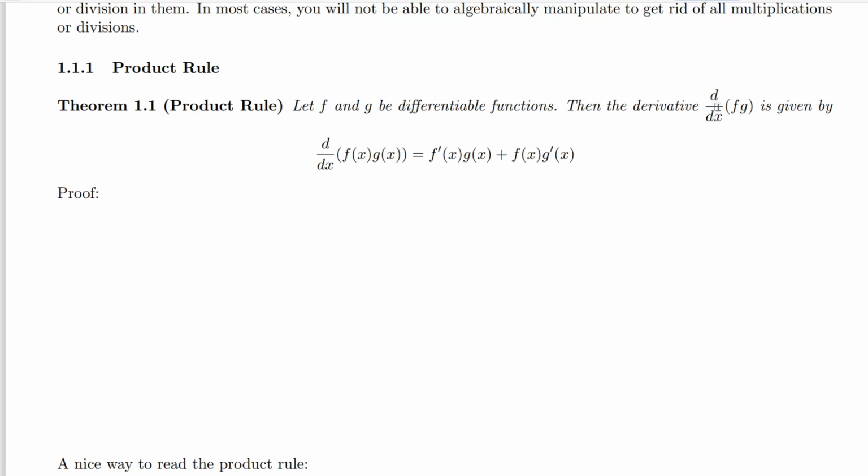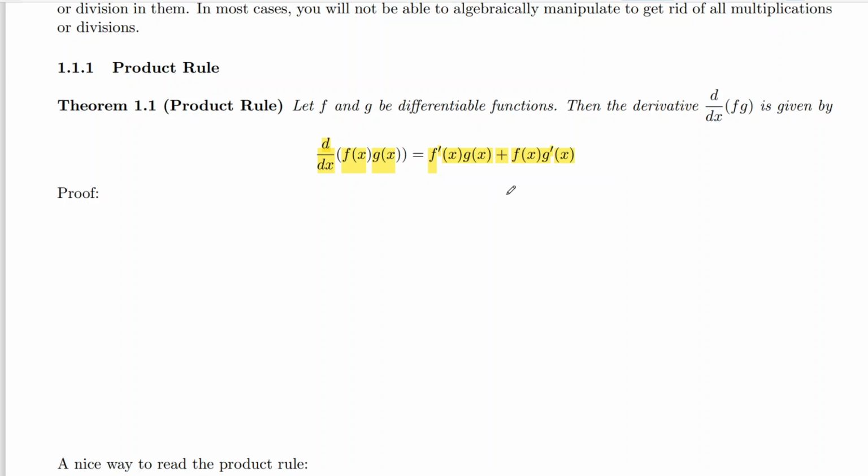All right, then the derivative d/dx of f times g, so multiplying two functions here, f times g, is given by, and we have the formula here, the derivative with respect to x of f of x times g of x equals f prime of x times g of x plus f of x times g prime of x. Now I want to go ahead and prove this, but before I prove it, it's probably better just to read in words what this is saying, because the product rule, like pretty much all the derivative rules, it's better to really understand in words what it's saying, because some of them can be quite long like this.